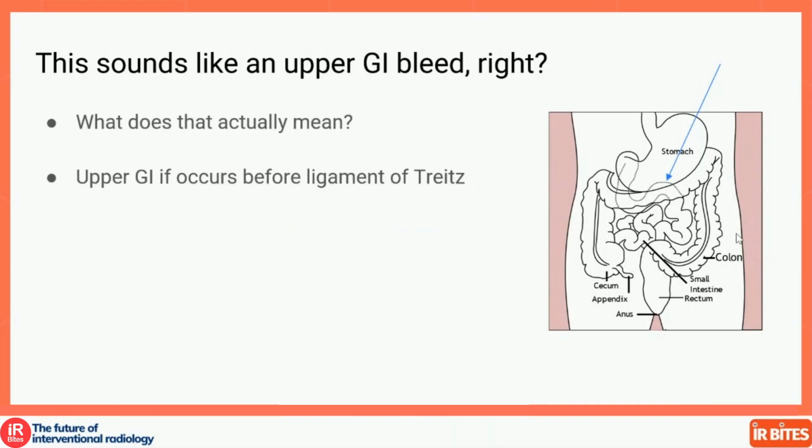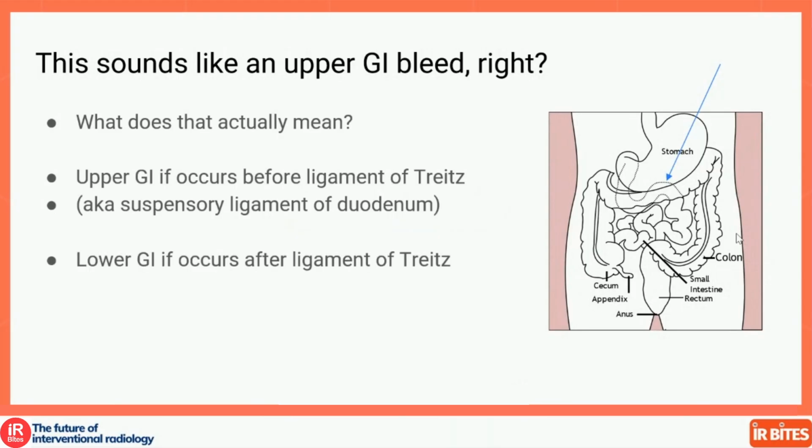So an upper GI bleed is where the source of bleeding is before you get to the ligament of Treitz, which is also called the suspensory ligament of the duodenum. And it's around about the DJ flexure, which is marked just on this diagram over at the right side of the screen there. So that's the junction between the duodenum and the jejunum. So anything after that is counted as a lower GI bleed.